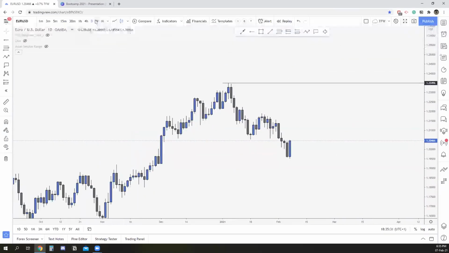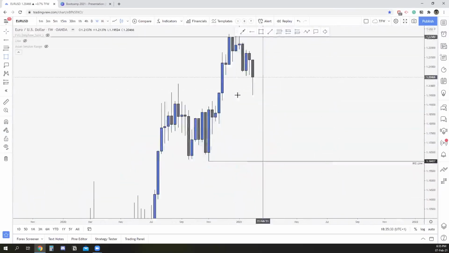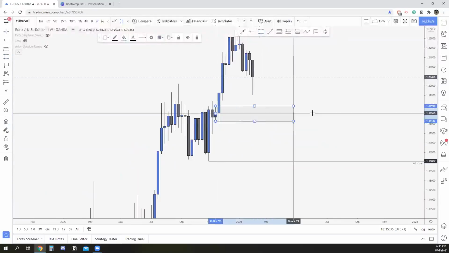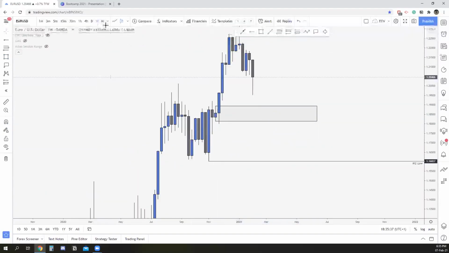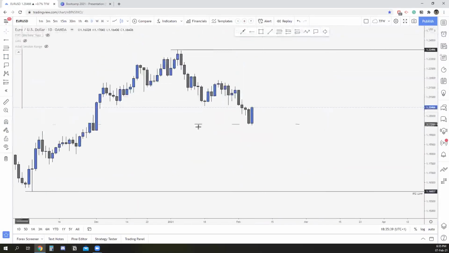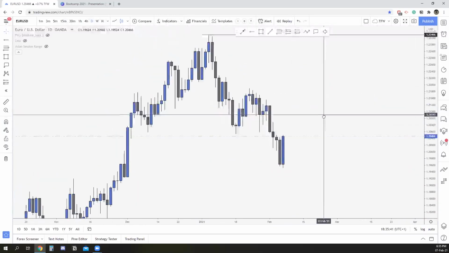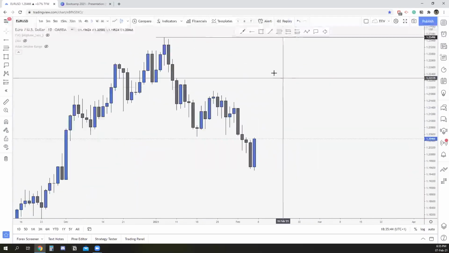We don't care too much on the weekly. On the weekly time frame, though, I'm going to be looking for this OB right there. And we're not getting into OBs right now, but let's just keep this in mind. Then dropping to the daily, again, we zoom in and again, we follow market structure.